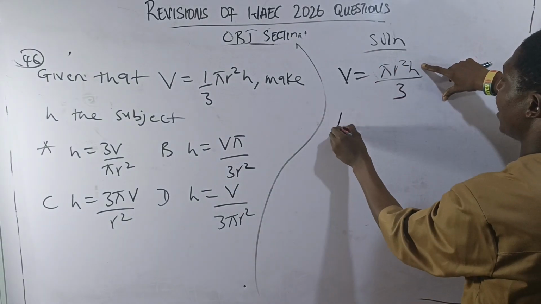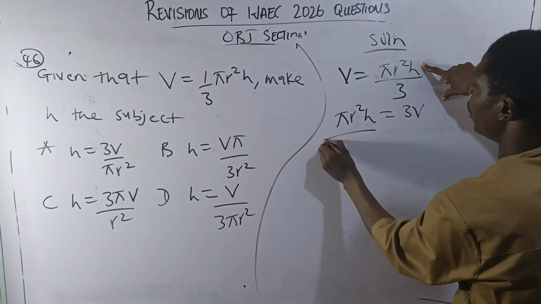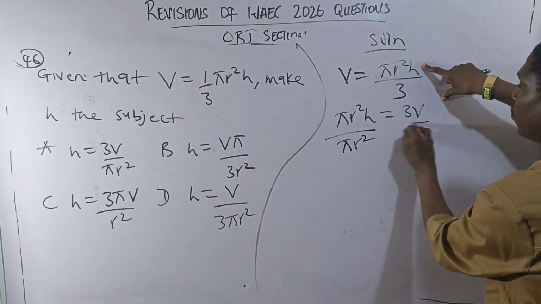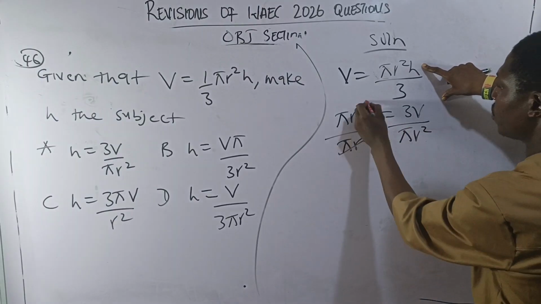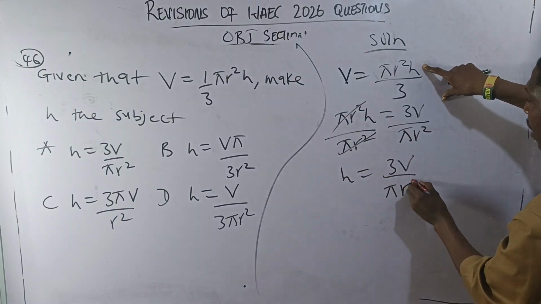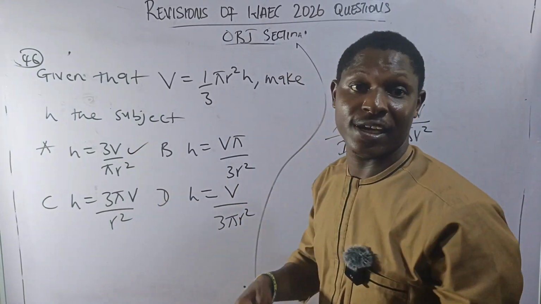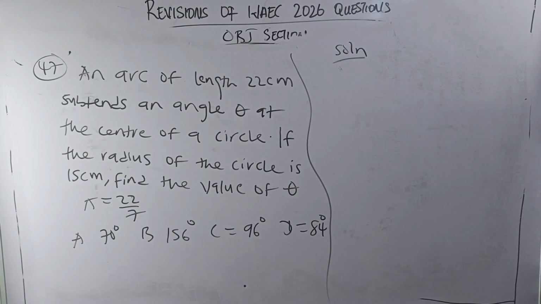If I cross multiply, I have pi r squared h to be equal to 3V. And I'm looking for h. I'll divide through by pi r whole squared. Pi r squared will cancel this, and h should be equal to 3V all over pi r whole squared. 3V over pi r squared, which is what? A. Thank you.